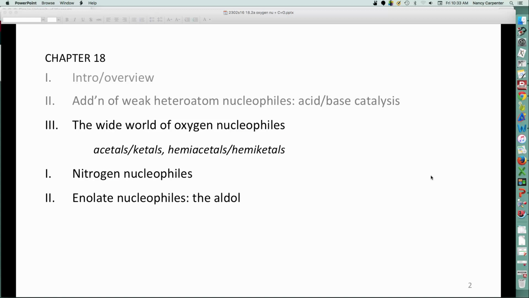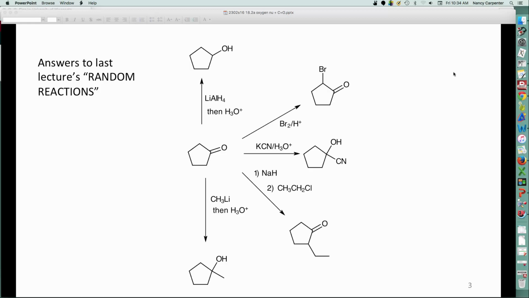Oxygen nucleophiles is the area of biochemistry that's all about acetals and ketals, hemiacetals and hemiketals. We'll look at nitrogen nucleophiles separately, but as you've seen in class, the mechanism is all the same and it's all totally rationalizable based on what we've already learned.